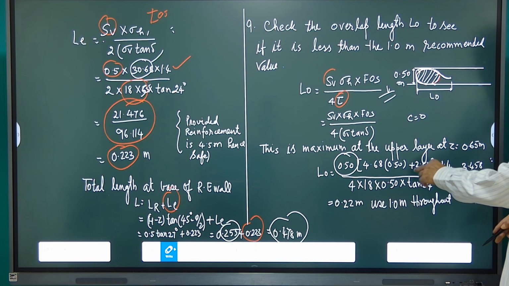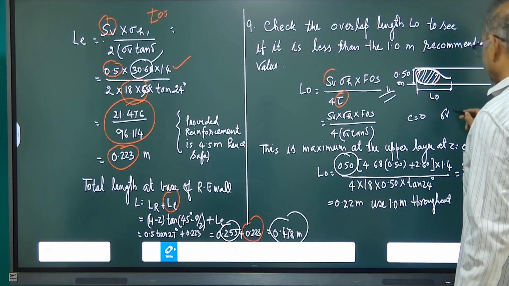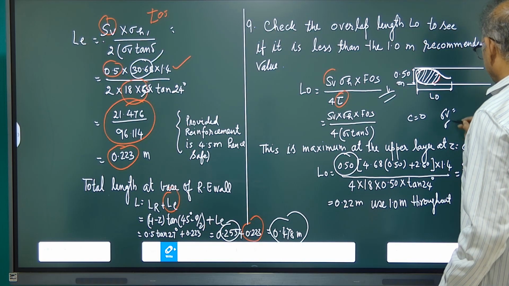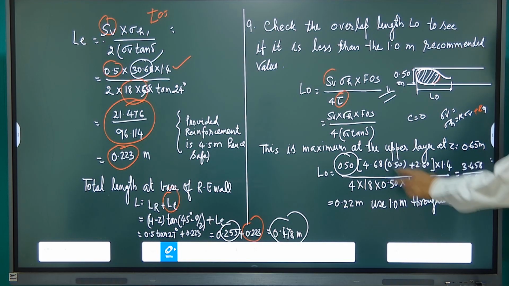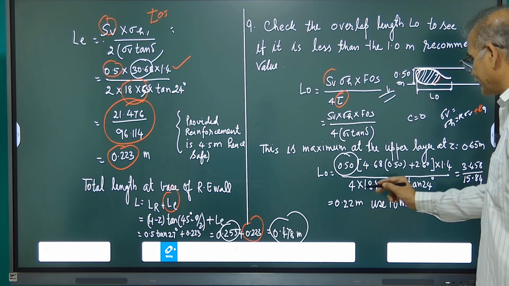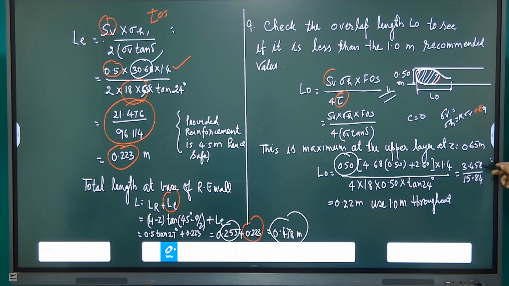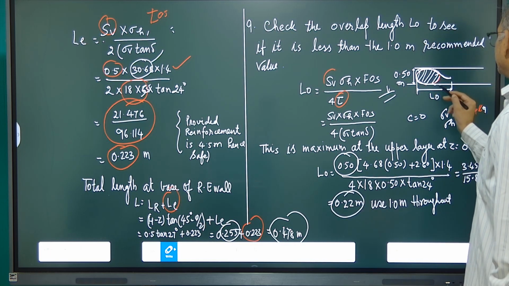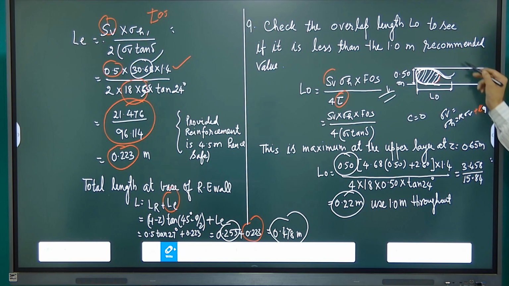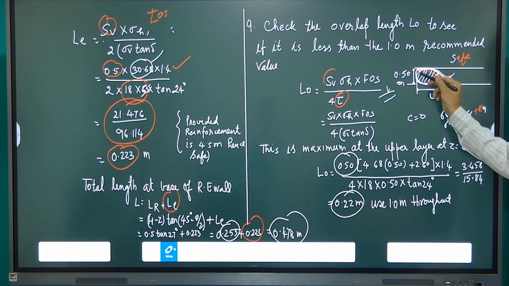4.68 into 0.50 plus 2.60. It has come from the solution of sigma h, which we calculated as k times sigma plus k times q. From there it has come into 1.4 divided by 4 into 18 into 0.50, tan 24 degree. Solving it, 3.458 divided by 15.84, it has come 0.22 meter, whereas the length provided is 1 meter, which is more than sufficient, hence safe for the overlap length.